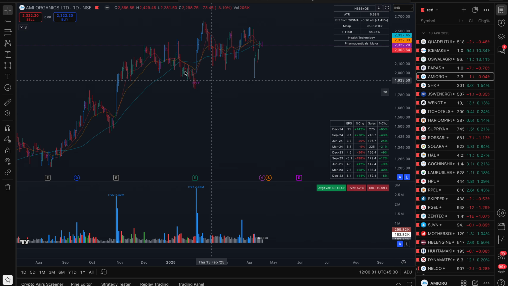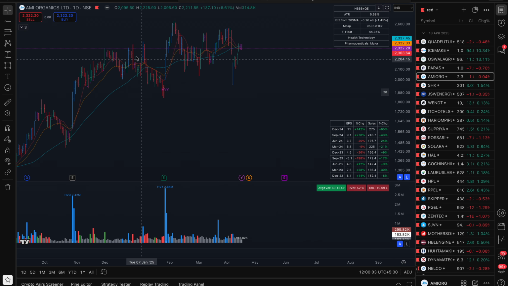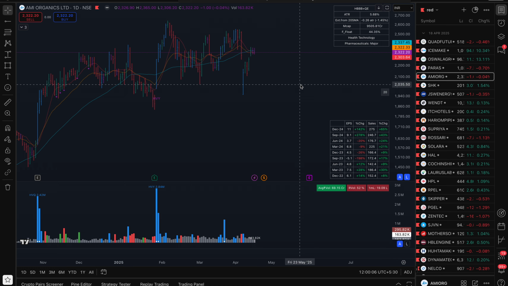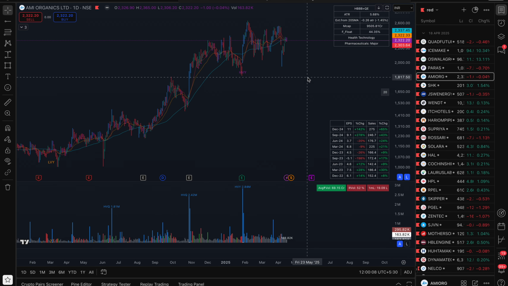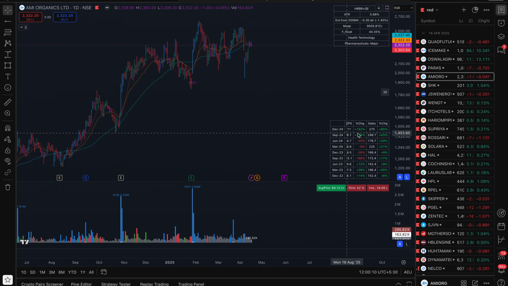Amy Organics, this looks not so great. The base does not look great at all. Although it's at around the all-time highs, you can see that EPS and sales changes are really good: 278, 142% EPS change, sales percent change also 40, 60.